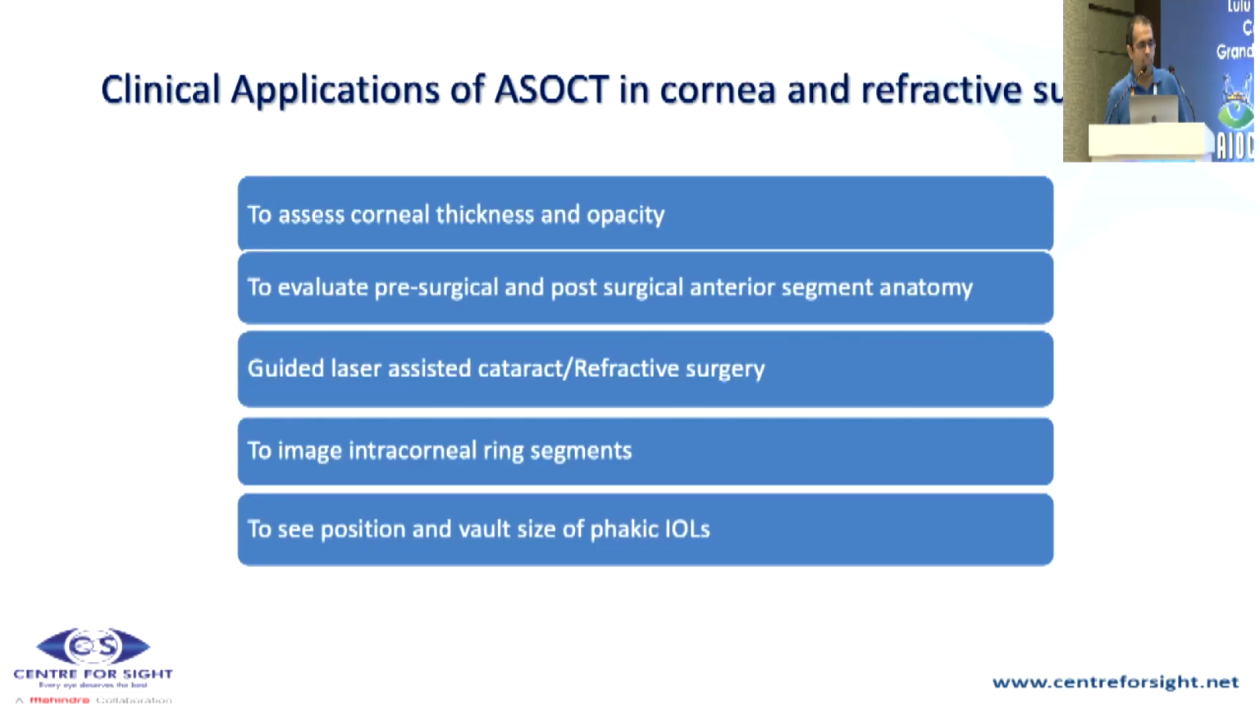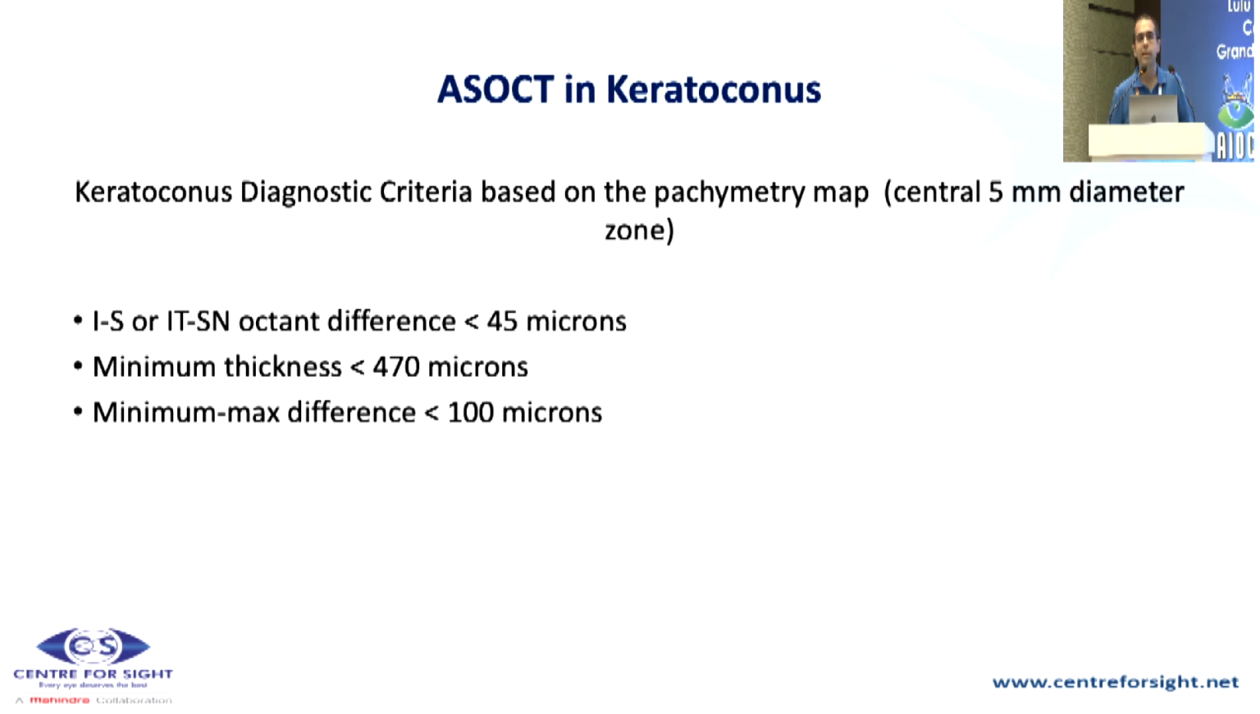Now, the clinical applications of ASOCT in cornea and refractive surgery. To assess the corneal thickness, which is very important, it is done in all our pre-operative assessments for refractive surgery, to evaluate the pre-surgical and post-surgical corneal anatomy. Guided laser-assisted cataract and refractive surgery, to image the intracorneal ring segments to see where they are placed, their thickness and the thickness of the cornea below and above them, and to see the position, vault and sizes of phakic IOLs.